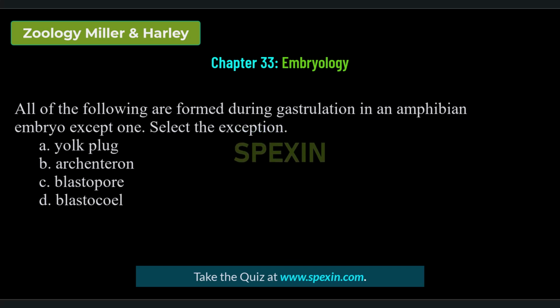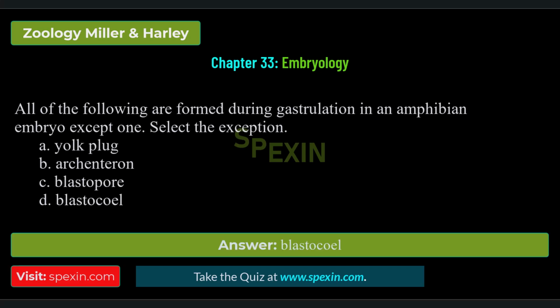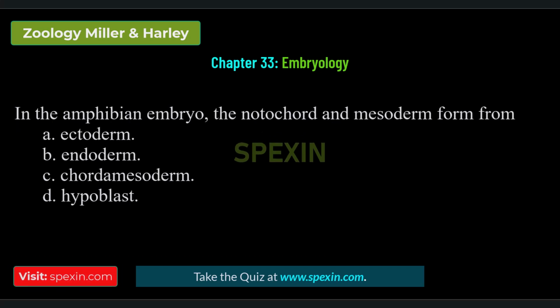All of the following are formed during gastrulation in an amphibian embryo except one. Select the exception. A. Yolk plug, B. Archenteron, C. Blastopore, D. Blastocele. Correct answer: blastocele. In the amphibian embryo, the notochord and mesoderm form from: A. Ectoderm, B. Endoderm, C. Chordomesoderm, D. Hypoblast.